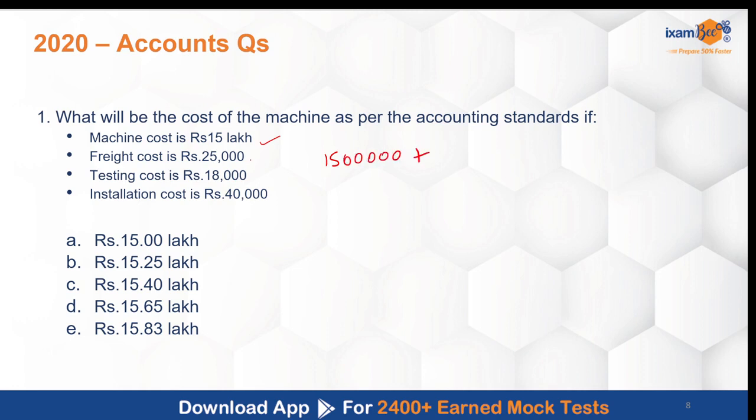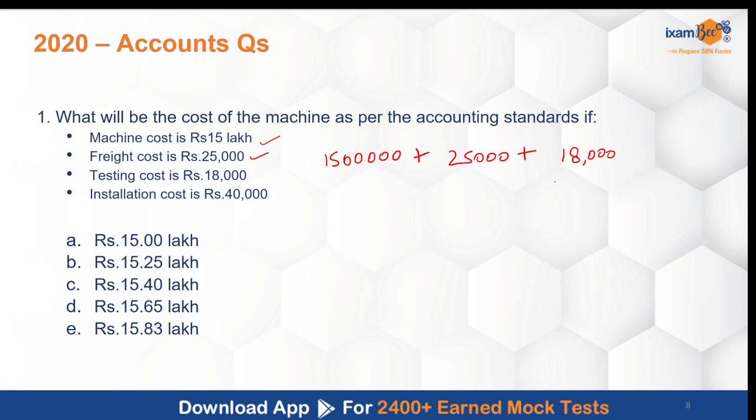Then freight cost. Now freight cost is again incurred to bring that machine to the place of operation, so it will be added. There is testing cost. Now testing cost is done at the first time, and we are assuming that this machine is being bought and being tested for it to start running. Therefore, this is the initial testing cost which is being done to make the machine operational and therefore would be included. Any testing cost done subsequently later on in any of the years would be part of the repairs and maintenance unless it is a part of an overhauling cost as a second-hand machinery.